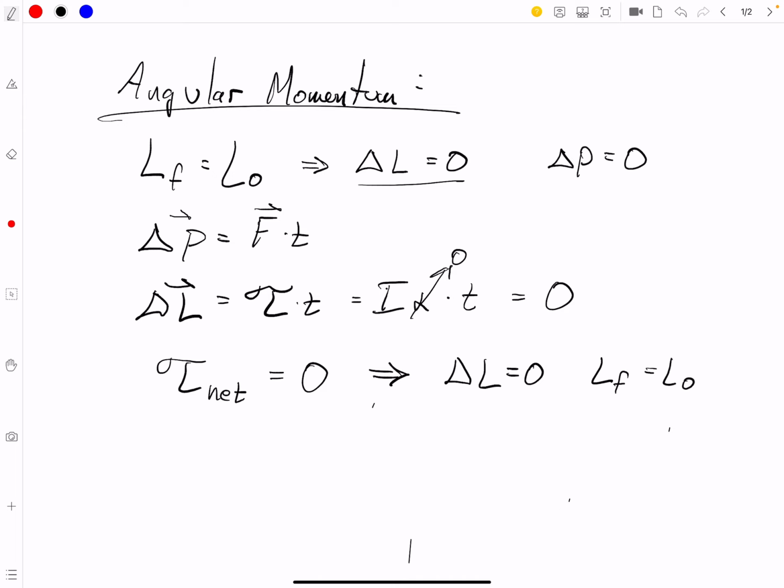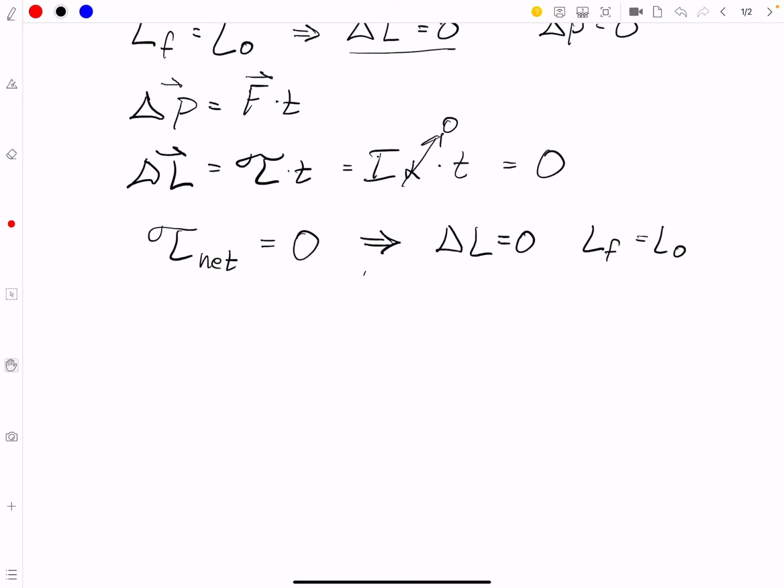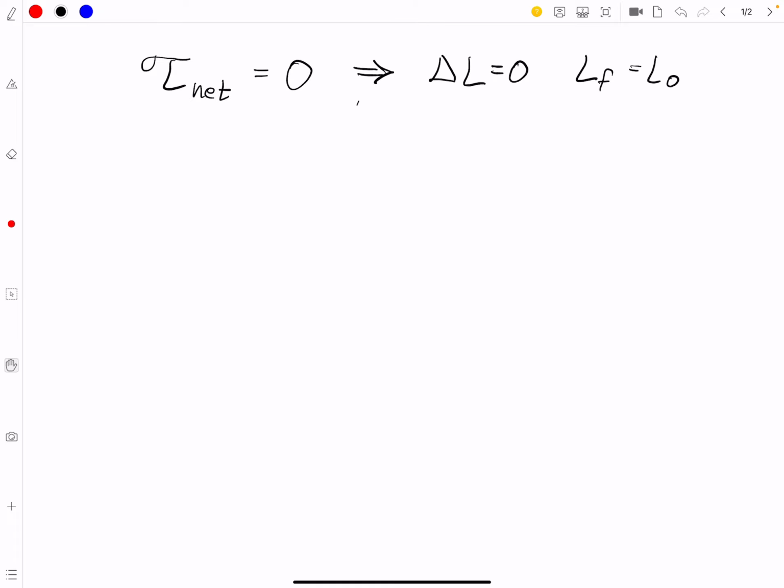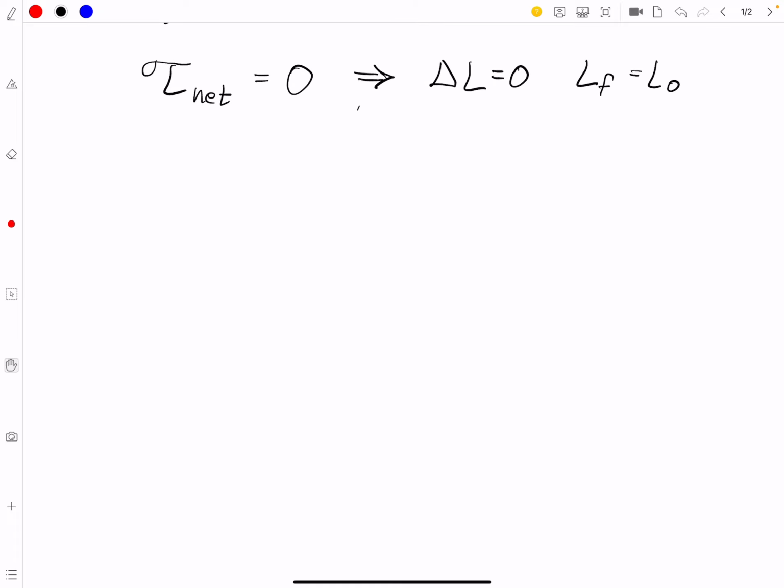Okay, so important, good stuff, and we're gonna use this bit right here. We're gonna use that, and we're gonna continue on. Here we go. We're gonna look at a lazy Susan.